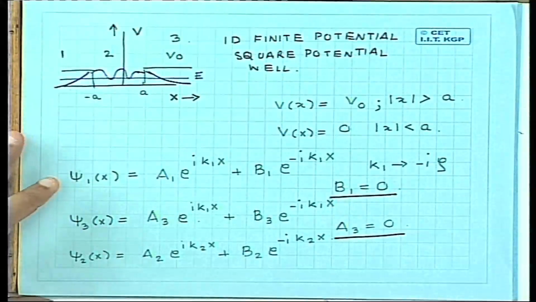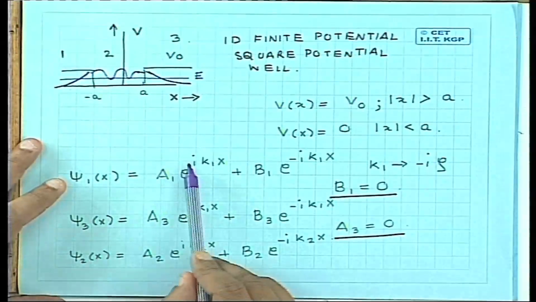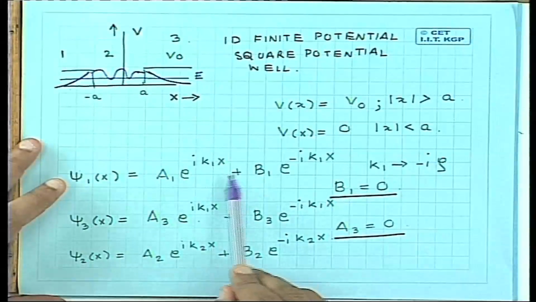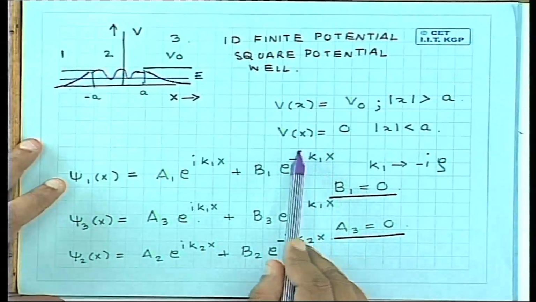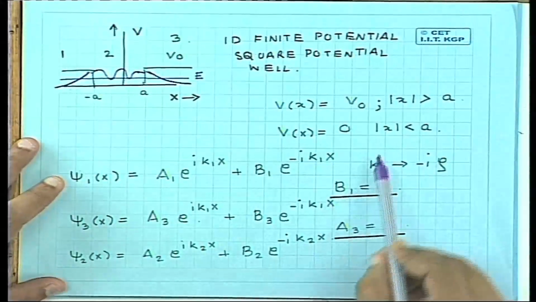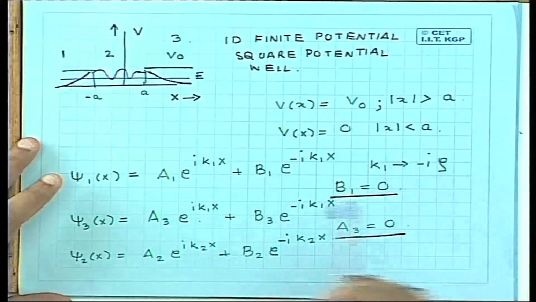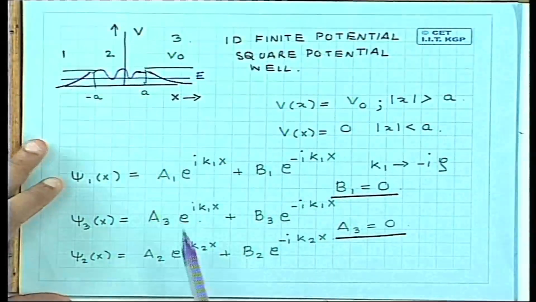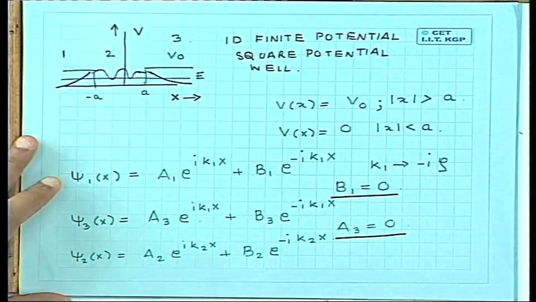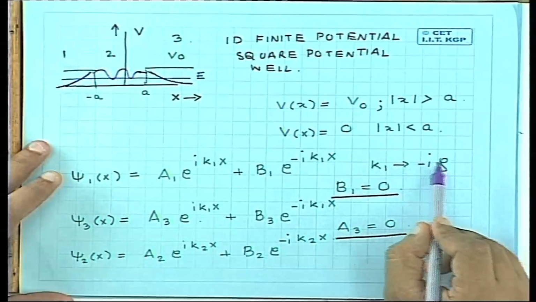So the wave function in region 1 is A1 e to the power i k1x plus B1 e to the power minus i k1x, where you should also remember that k1 is actually an imaginary number, because it has to exponentially decay away on this side. So k1 is actually minus i rho.